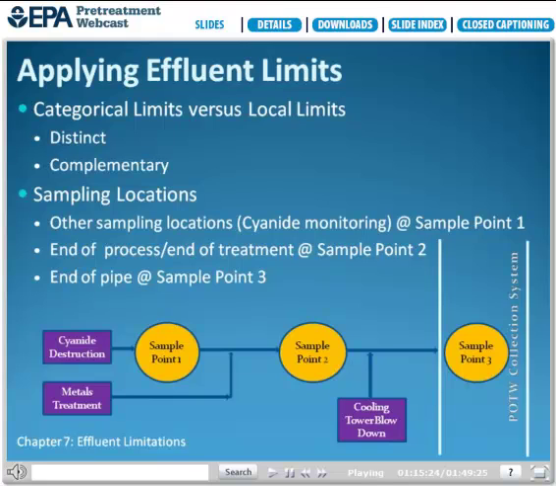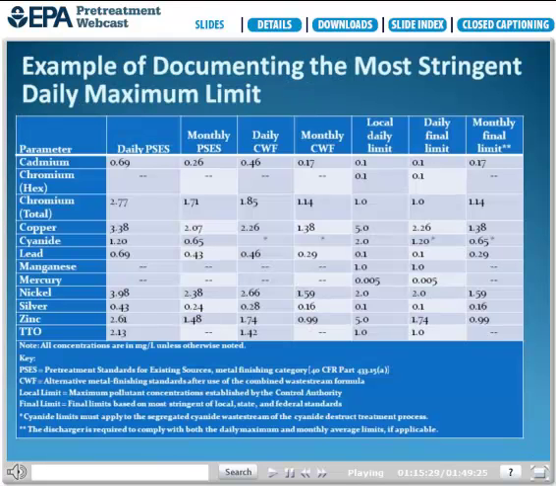This table demonstrates how to apply the most stringent daily maximum limit. And the daily maximum may be different depending on what pollutant you are looking at. So make sure that you review the categorical standards and the local limits and pick the most stringent.